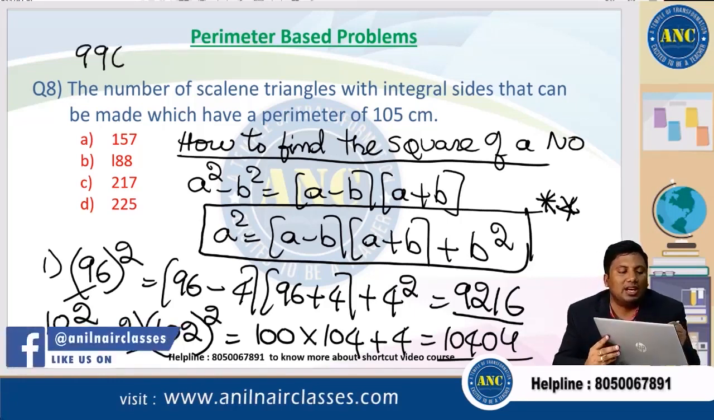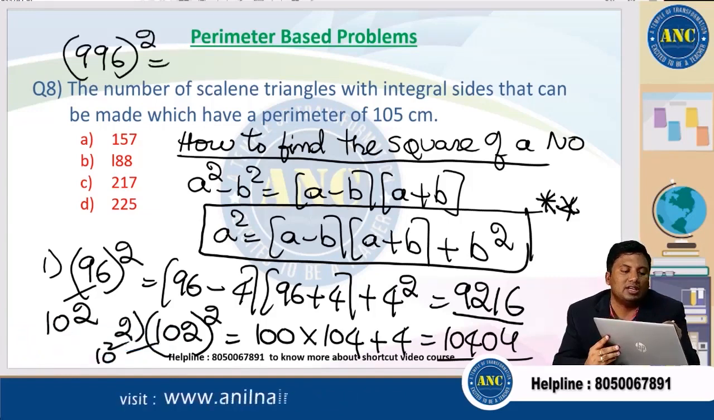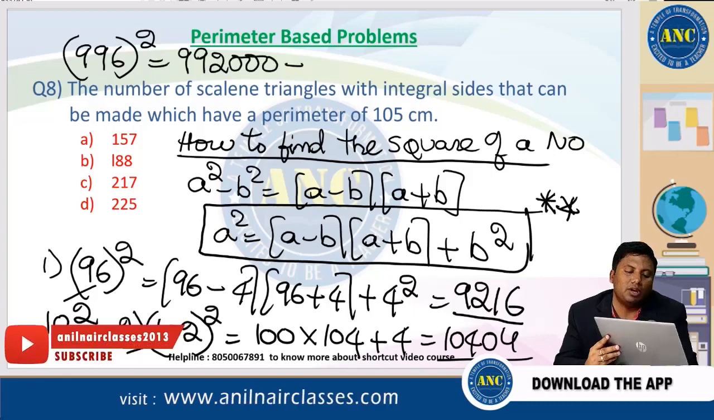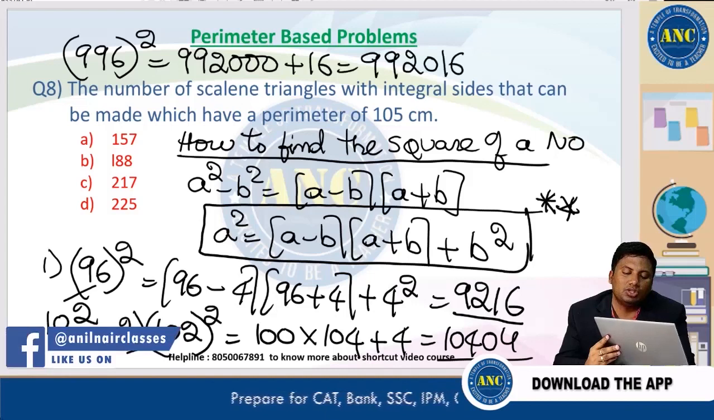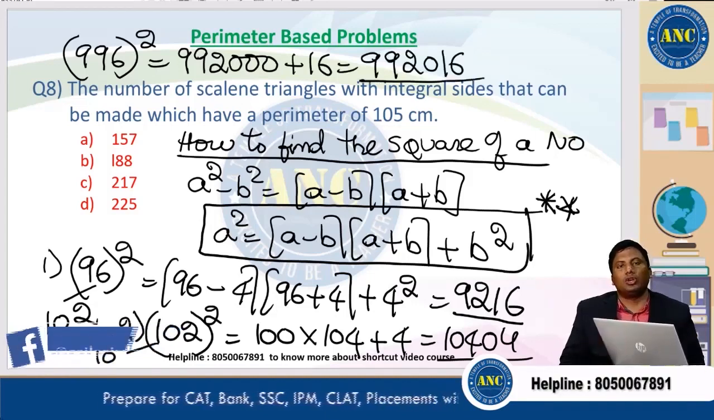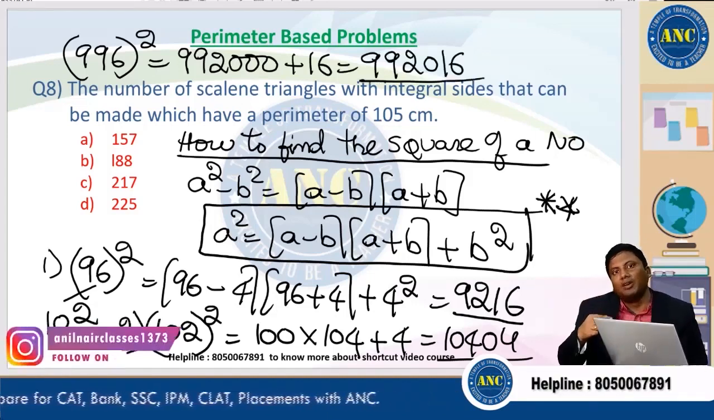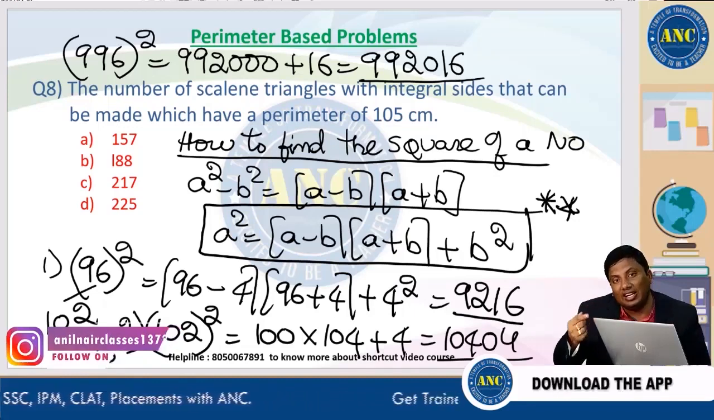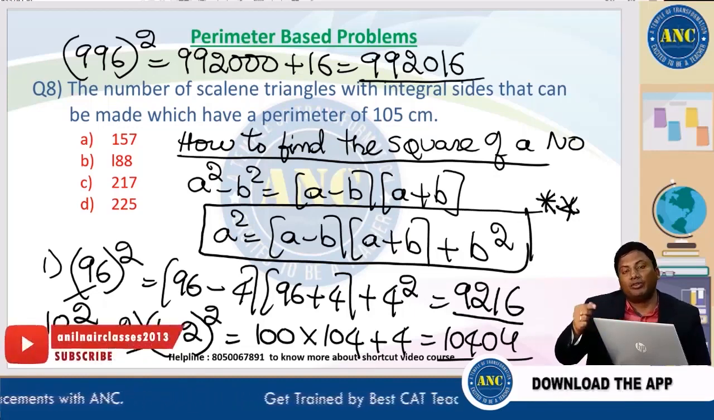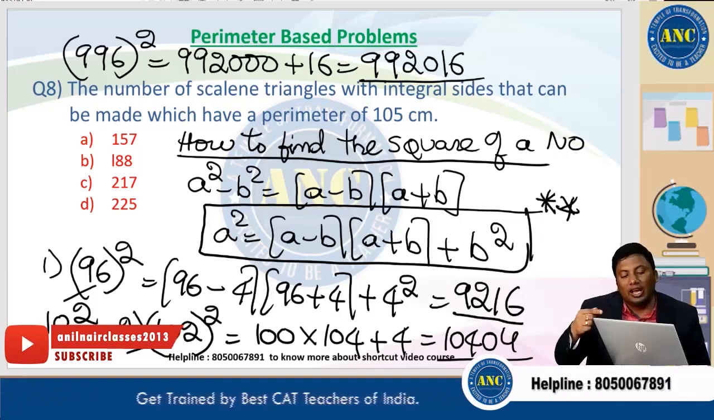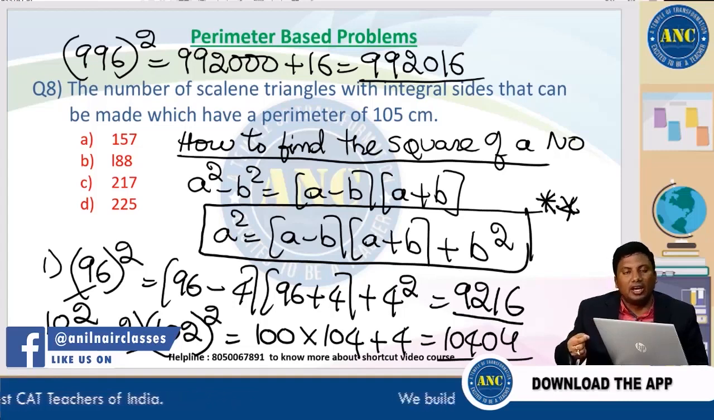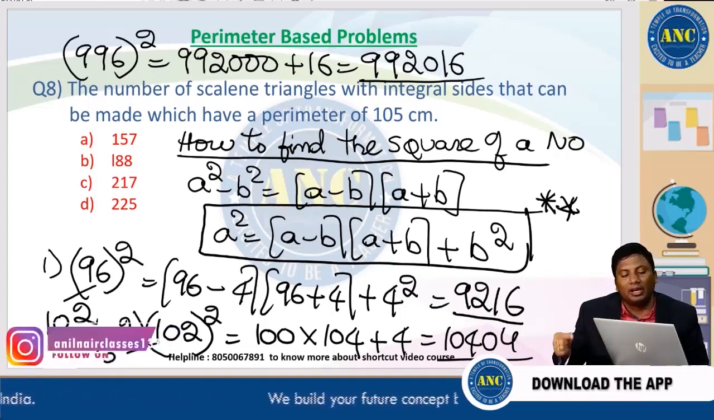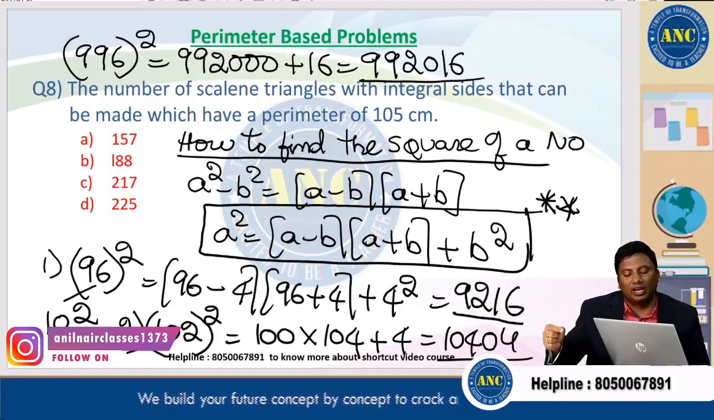If it is 996 square, answer is 996 minus 4, 996 plus 4, plus 16. Answer is 992016. In the previous problem, we did how to find the squares till 35. In this problem, how to find the square of a number using a square minus b square. If you know all these speed calculations, it will be very easy for you to determine the answer if the answer options are very close to each other.